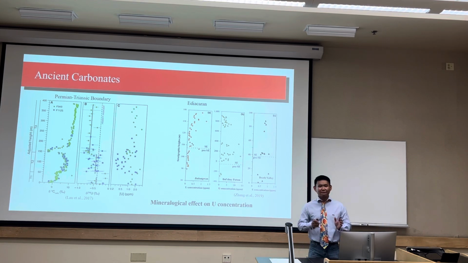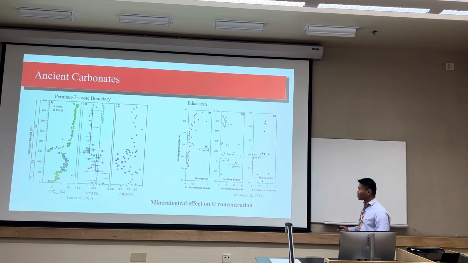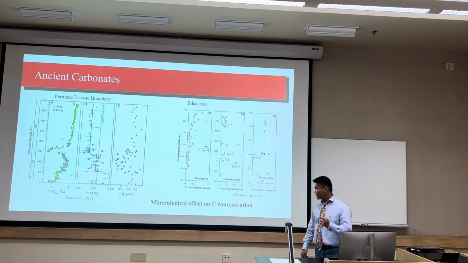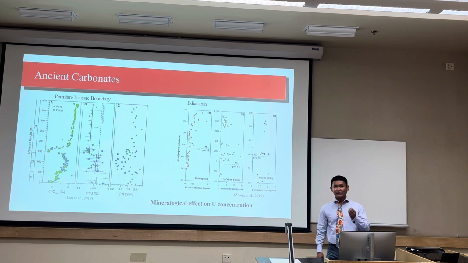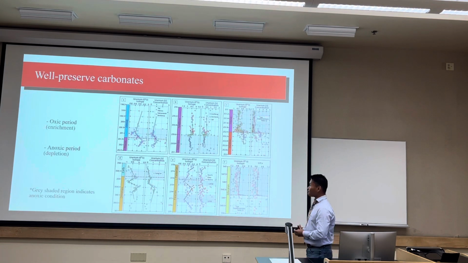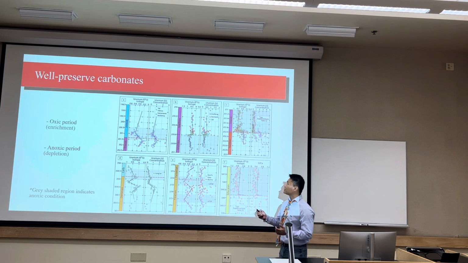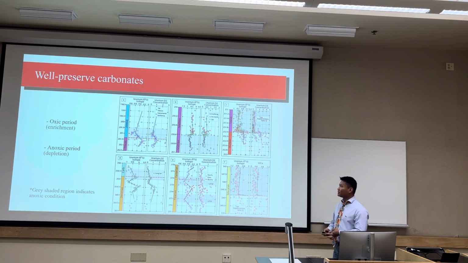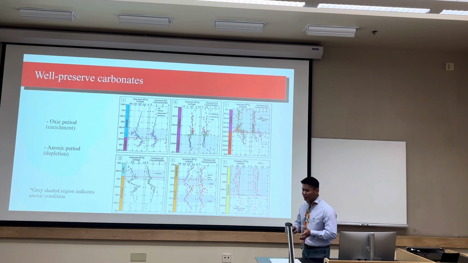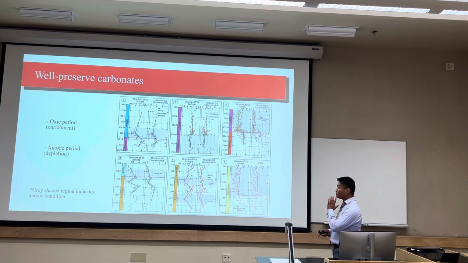Both of these studies agreed that the variation in uranium concentration happened because of the mineralogical effect, which is the different carbonate minerals. So now let's look at well-preserved carbonate. I compiled data from different studies across the major anoxic events and looked at how the uranium concentration changed in these events. Here I want you to focus on two things.